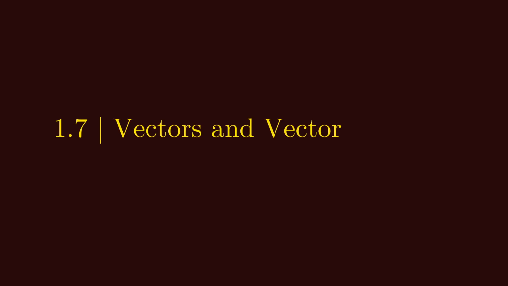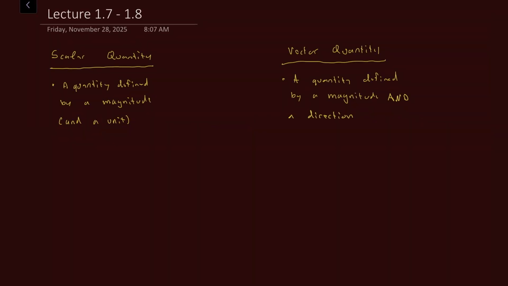So let's get started with section 1.7, vector addition and subtraction, starting off with the two definitions of scalar quantities and vector quantities. Now, we've actually already been working with scalar quantities. These are quantities defined by a magnitude and also a unit. What should be new here is a vector quantity. We're going to define a vector quantity as a quantity defined by a magnitude and a direction.